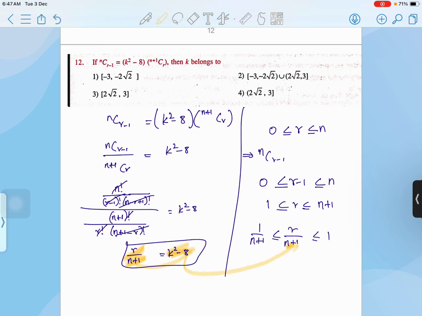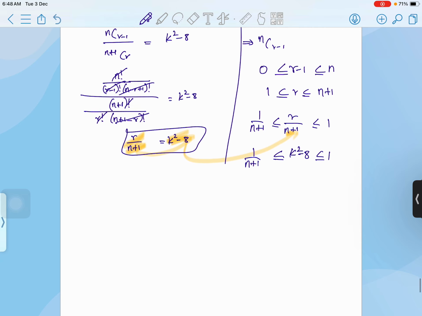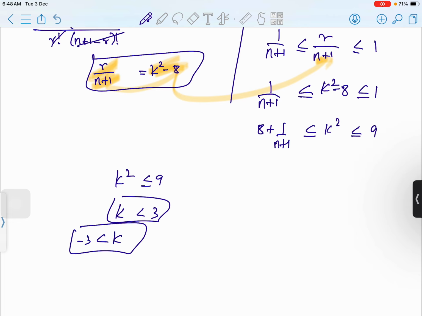So we have this one. You go and substitute here. What you will get? k square minus 8 is between 1 by n plus 1 and 1. So k square will combine, we check individual cases: k square should be less than or equal to 9, and greater than 8 plus 1 by n. So when k square should be less than or equal to 9, this implies the k value should be less than or equal to 3 and more than or equal to minus 3. And 8 plus 1 by n less than k square.